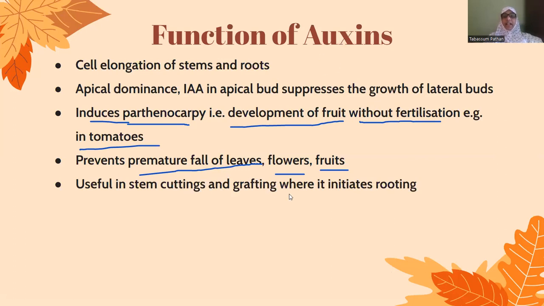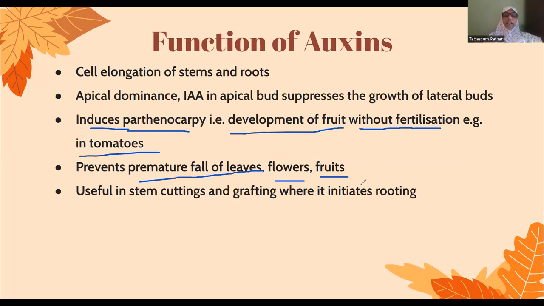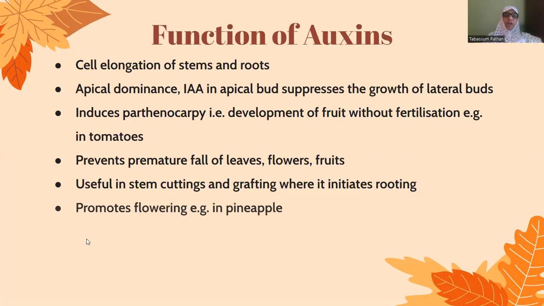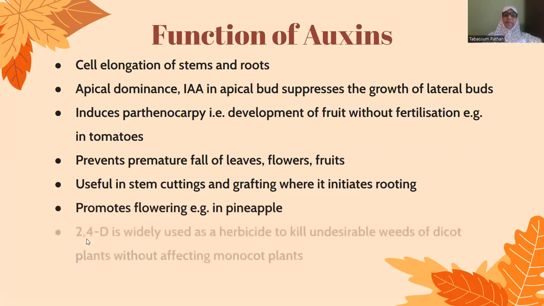They are useful in stem cutting and grafting, where it initiates rooting. In the first chapter, when we were talking about sexual and asexual reproduction in plants, we discussed cuttings and graftings. In these processes, auxin can be applied to help the cambium of the two different parts, the stock and the scion, come together and grow as one plant. So there also auxins are very, very useful. It promotes flowering also, for example in pineapple.